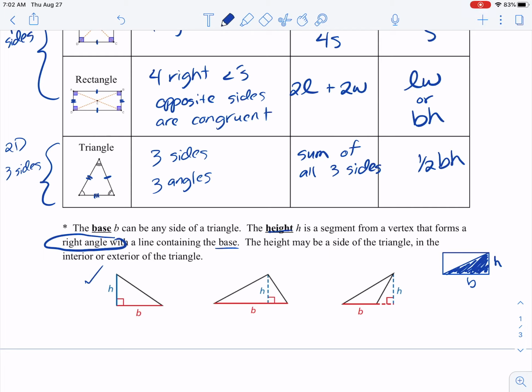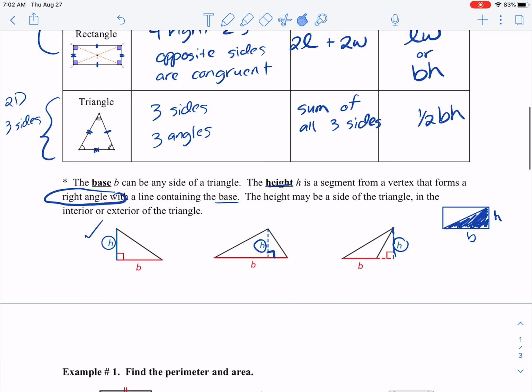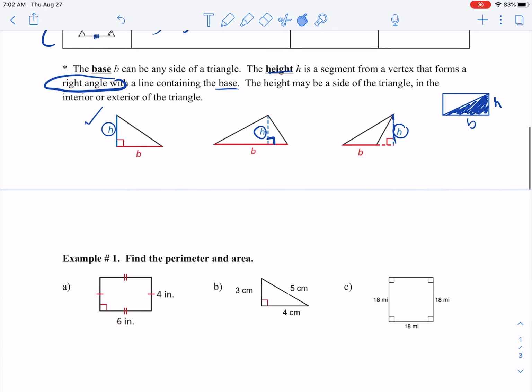That's the same example right here. The height can sometimes be inside the triangle. If the sides don't meet at a 90-degree angle, it can be inside, or it can be outside. This example over here, height outside, inside, or it's one of the sides of a triangle. And you'll see plenty of examples like that on the back page. So let's go ahead and flip that over.